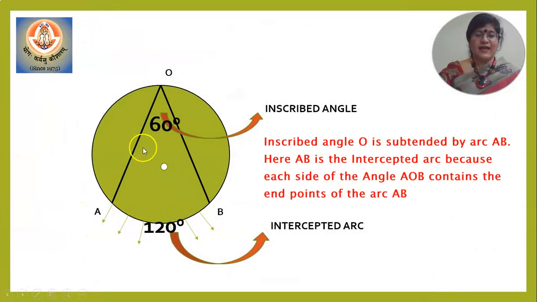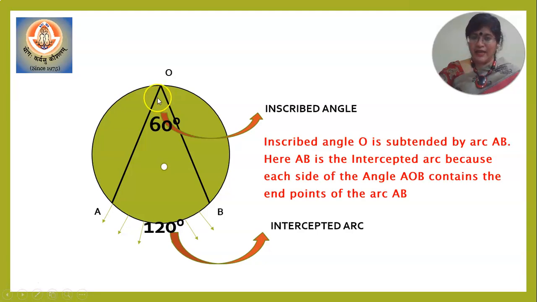Now, there is an angle on the circle. Which is that angle on the circle? That is angle AOP. And I have written down the measure of that angle. Suppose it is 60 degrees. This is called the inscribed angle.